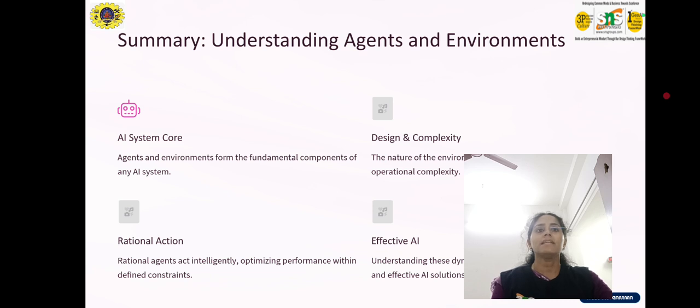In summary, this agricultural drone demonstrates all the key concepts from the presentation. It acts as an AI agent operating in a complex environment, uses perception, maintains internal state, makes rational decisions, and improves over time, making it a real-world practical example of agents and environments in artificial intelligence.